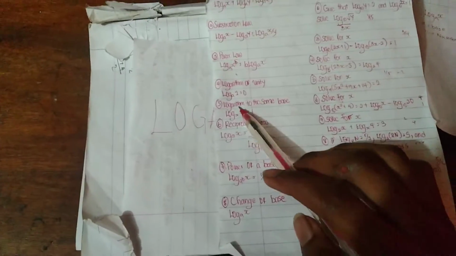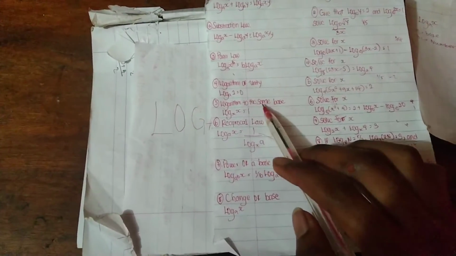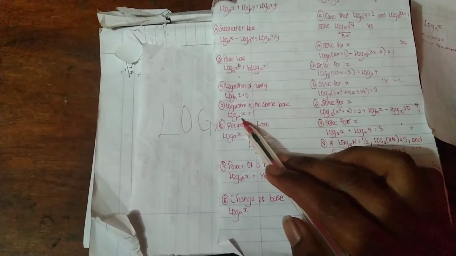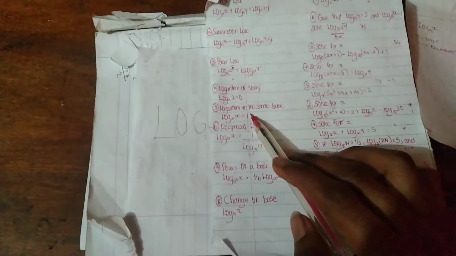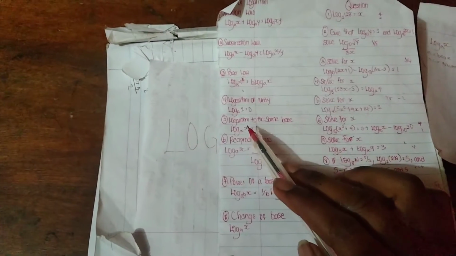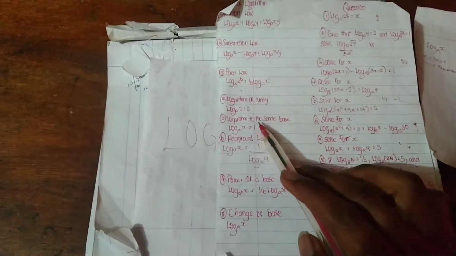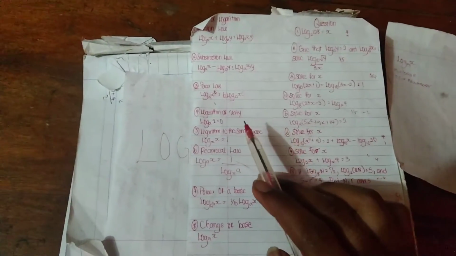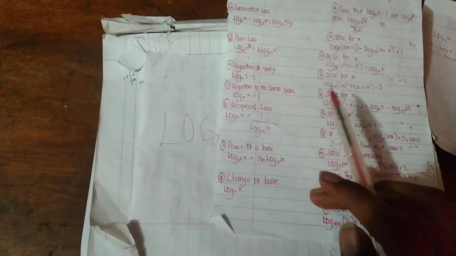So we have the fifth law. We have logarithm to the same base. That is logarithm of a base with the same number. For example, here we have logarithm of base x to number x, that is 1. So we can also have logarithm of base 100 to number 100 is also 1. And we have the reciprocal law.